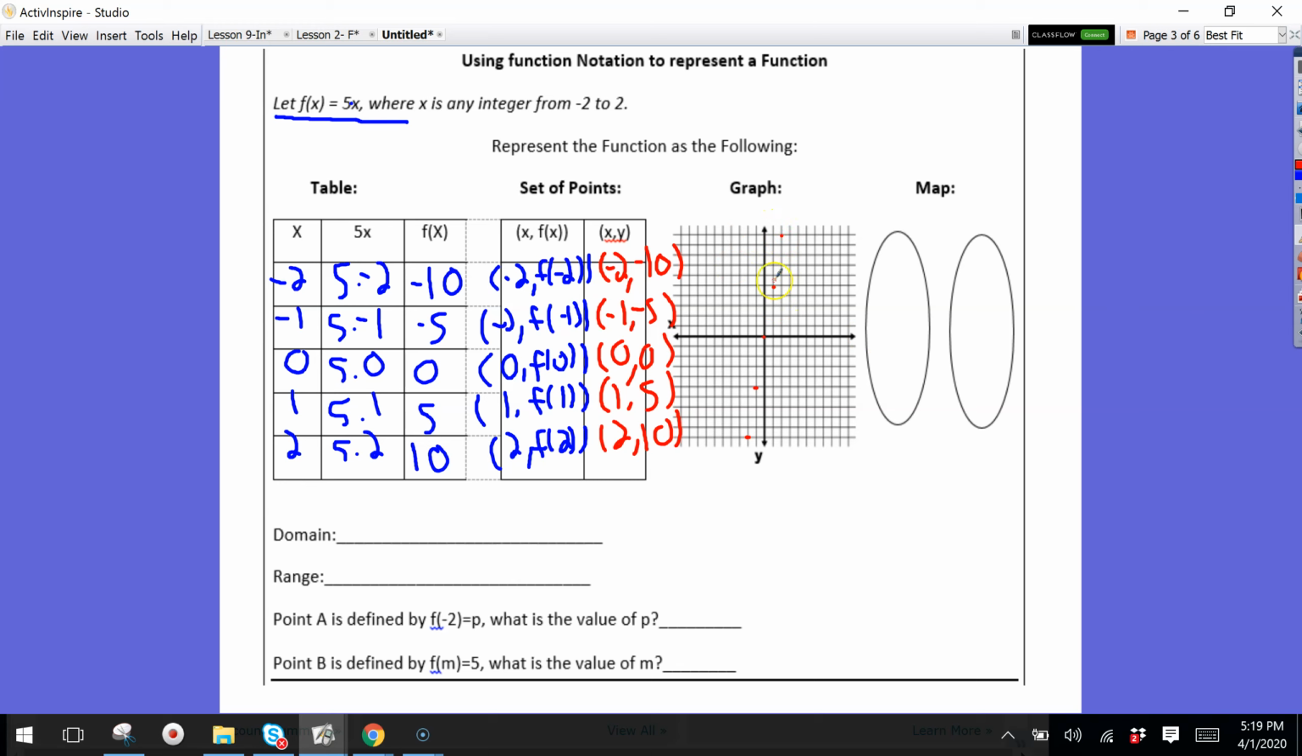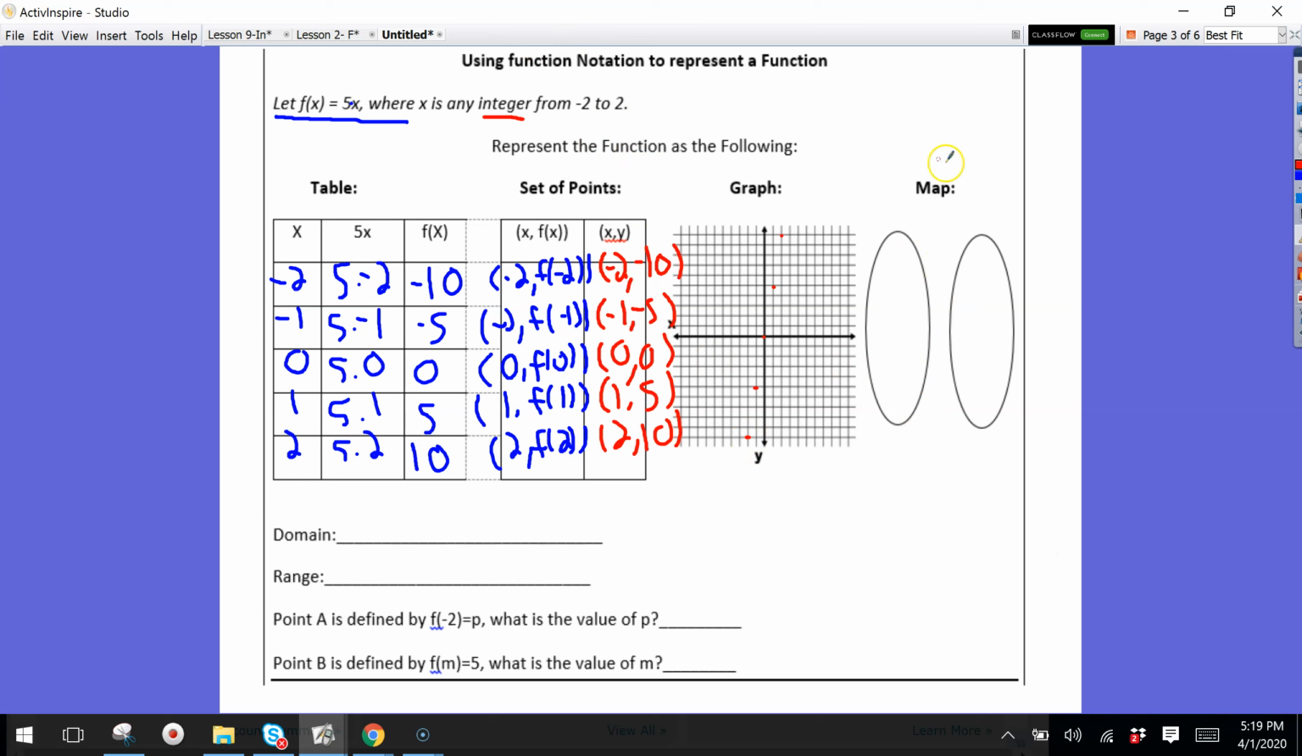We could have done, obviously, decimals, but it told us only in this case to do integers, and integers are not decimals, they're whole numbers. So we will not make a line through this because these are all the integers from -2 to 2. So now let's go ahead and do a map.